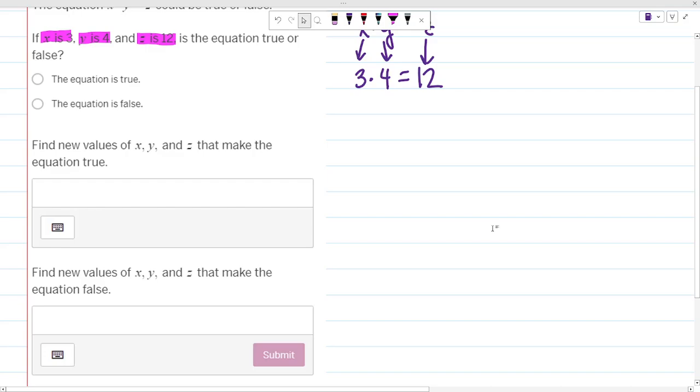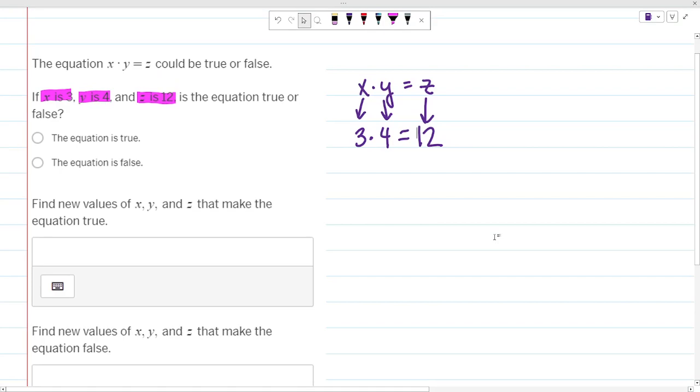Now let's find new values of x, y, and z that make the equation true. So for this one, go ahead and use your favorite multiplication fact. My favorite multiplication fact, and I might have even told people this in class before, I love 6 times 4 equals 24. Something about that fact to me just really feels right. So 6 times 4 equals 24.